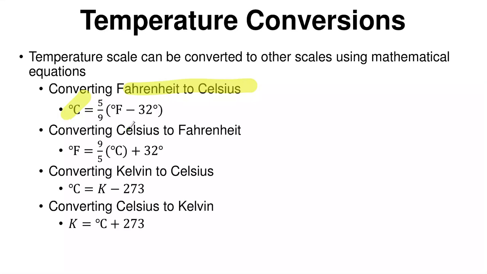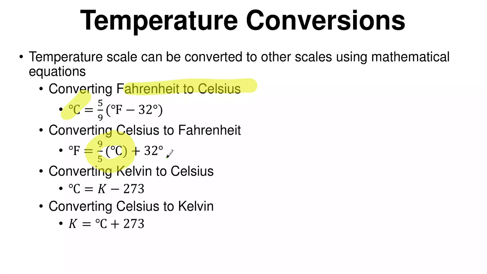In the second one, if you're converting from Celsius to Fahrenheit, you have your Celsius and you're looking for Fahrenheit. It will be 9/5 multiplied by the Celsius temperature plus 32. You have to do the multiplication before you add the 32 to get your answer correctly. The last two are about Kelvin. To convert from Kelvin to Celsius, you subtract 273 from the Kelvin temperature.